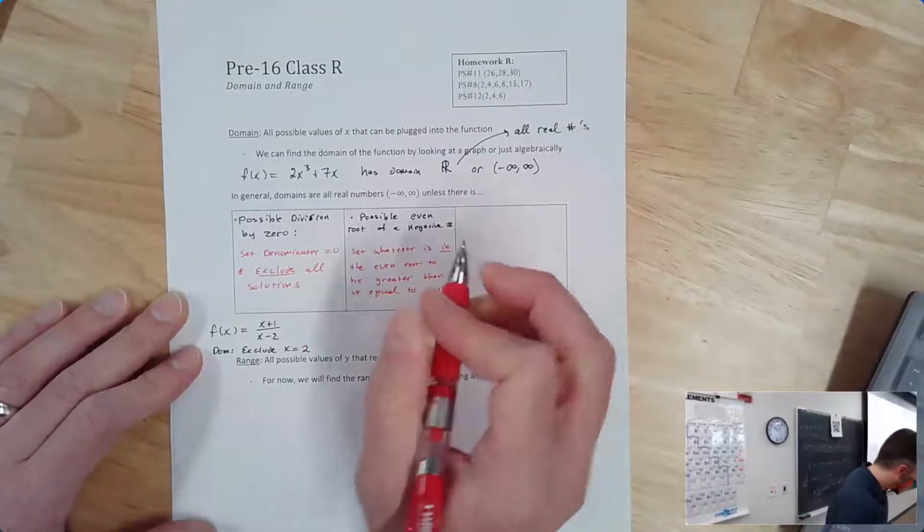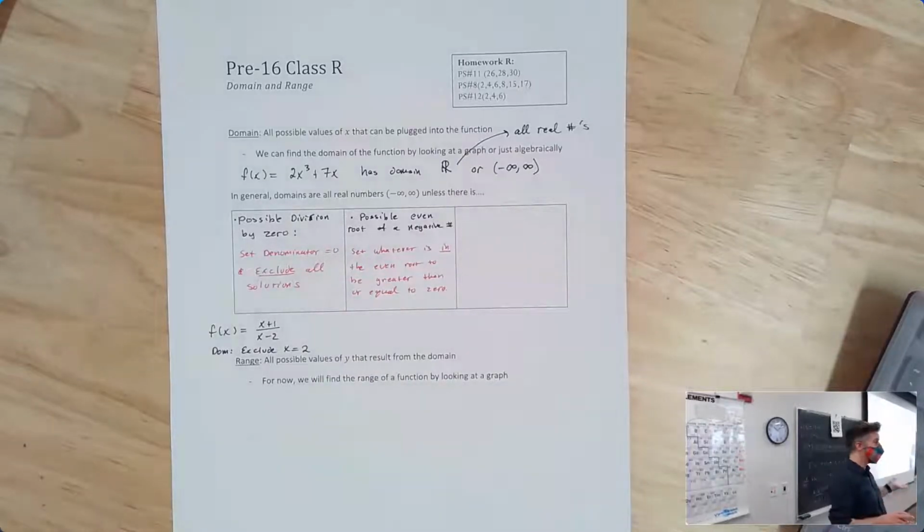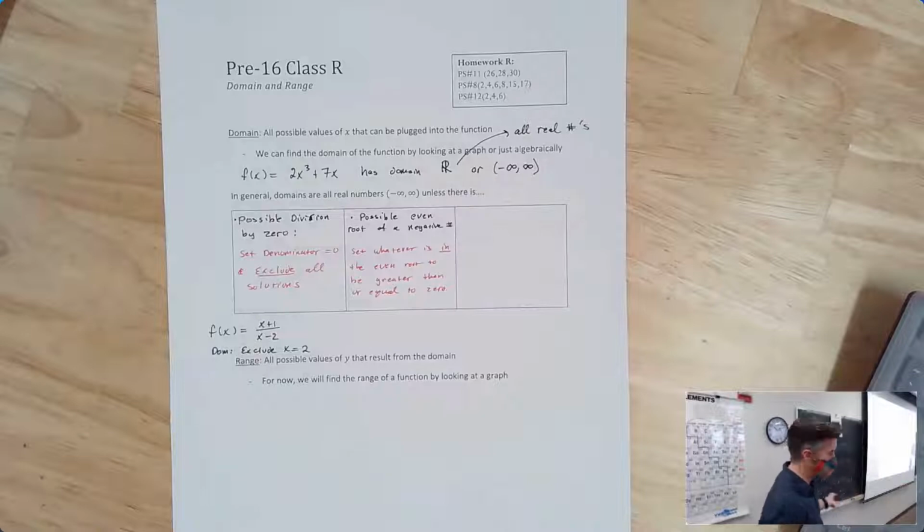I will just point out it's perfectly acceptable to take the square root of 0. The square root of 0 is 0. The fourth root of 0 is 0, et cetera, et cetera. So it's perfectly fine to have 0. It's perfectly not fine to have a negative number.